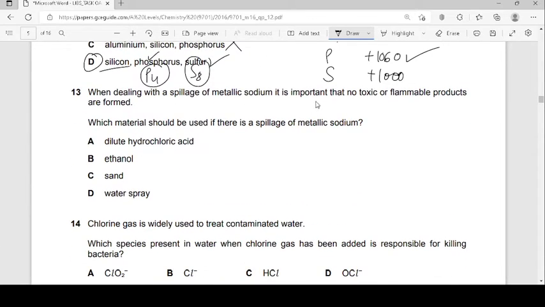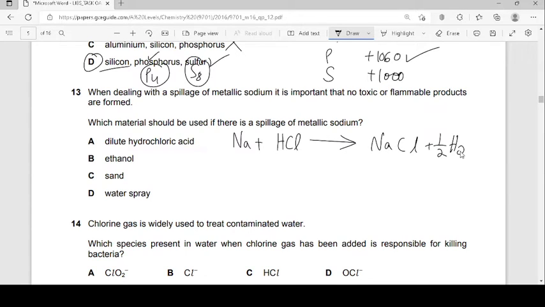Now, when dealing with the spillage of metallic sodium, it is important that no toxic or flammable products are formed. Which materials should we use if there is a spillage of metallic sodium? So, dilute hydrochloric acid. Let us write down the equation: Na plus HCl gives you NaCl plus 1/2 H2, right? So, H2 is quite a flammable product, isn't it? So that means this must be wrong.